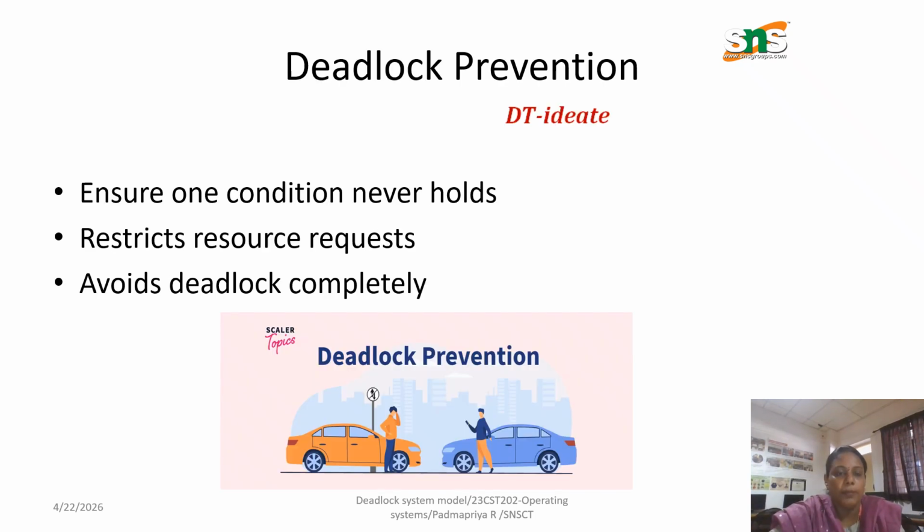And this is deadlock prevention. Ensure one condition never holds. Restrict resource requests. Avoids deadlock completely. So this is deadlock prevention. We have to ensure that one condition does not hold for a long time. And the second one is that resource requests should be limited, and we have to avoid deadlock completely.